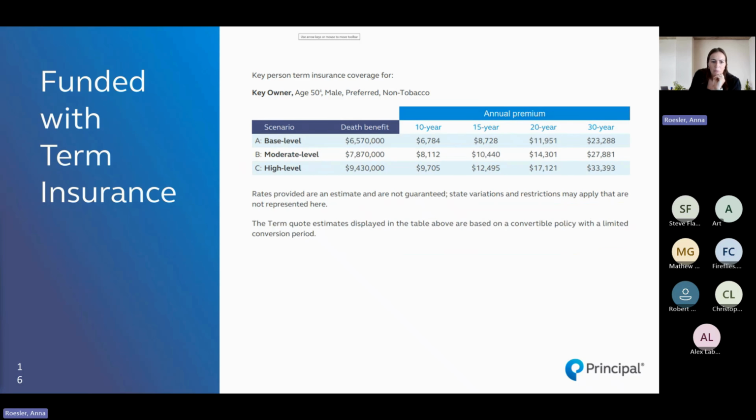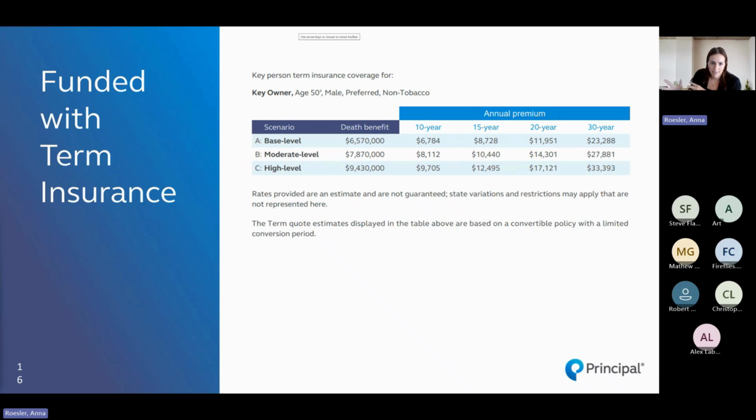Going back to the example I gave earlier about the business owner that had the 6 million coverage and more. So in this case, here was our death benefits that I suggested. And then as you can see, this is the breakdown of the annual premium based on the duration selected.